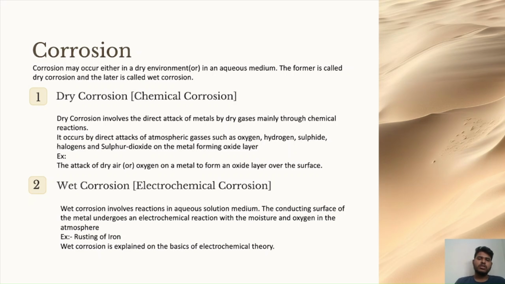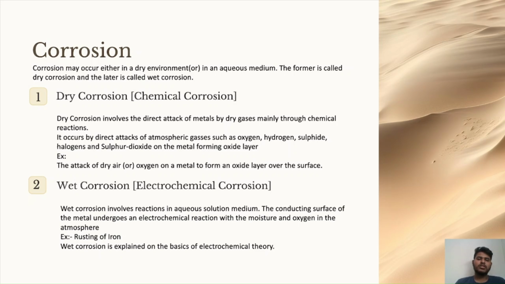Dry corrosion is also called chemical corrosion. So dry corrosion involves the direct attack of metal by dry gases, mainly through chemical reactions. It occurs by direct attack of atmospheric gases such as oxygen, hydrogen sulfide, halogens, and sulfur dioxide on the metal, forming an oxide layer. Example: the attack of dry air or oxygen on a metal to form an oxide layer over the surface.